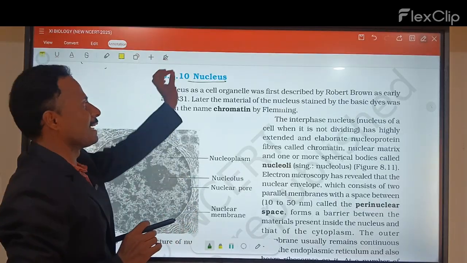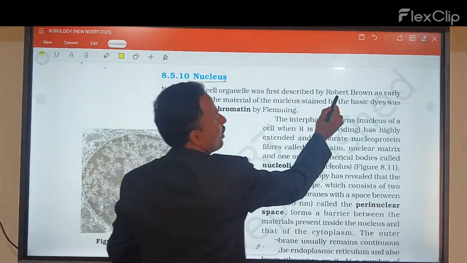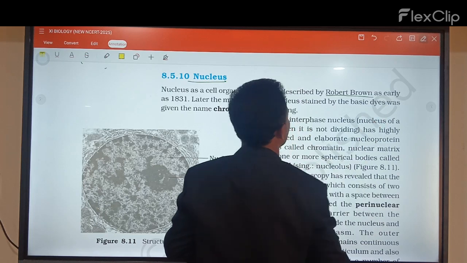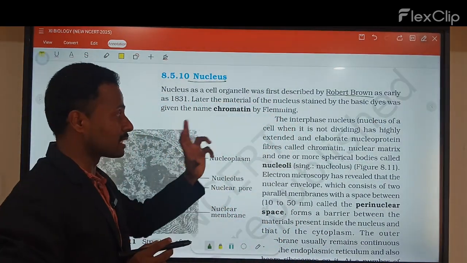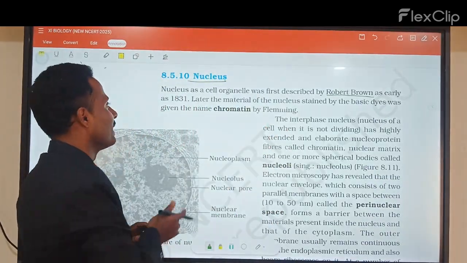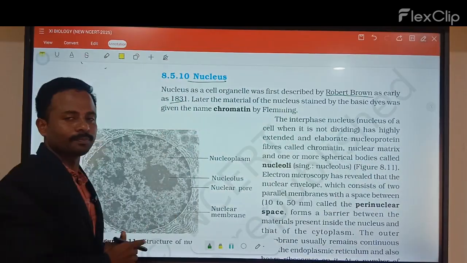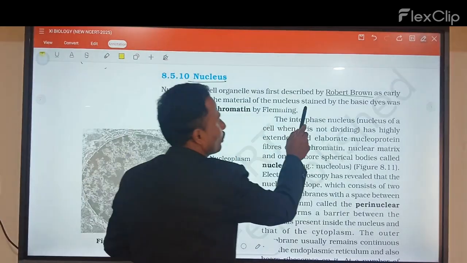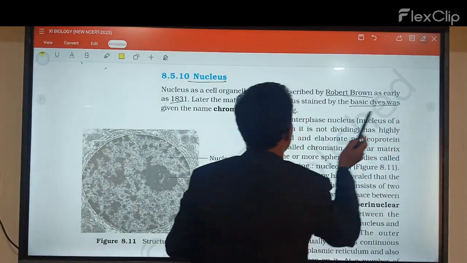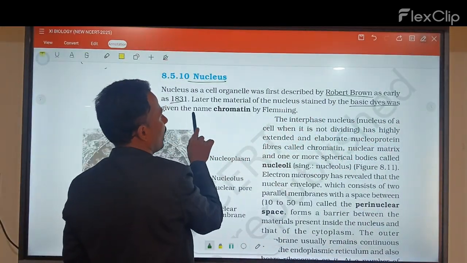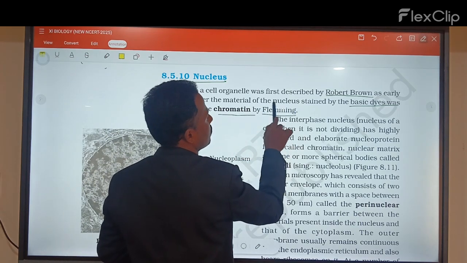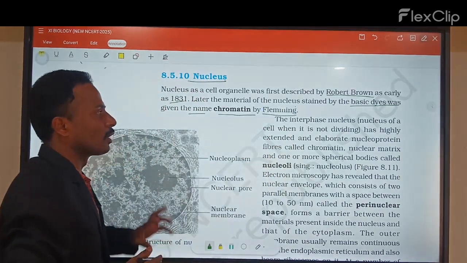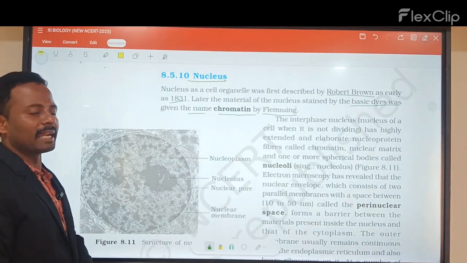The nucleus is a cell organelle. The scientist who first discovered it was Robert Brown, in 1831. Later, the material in the nucleus that stained with basic dyes was given the name chromatin by the scientist Fleming.